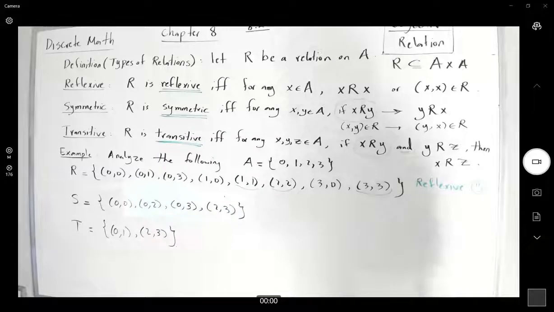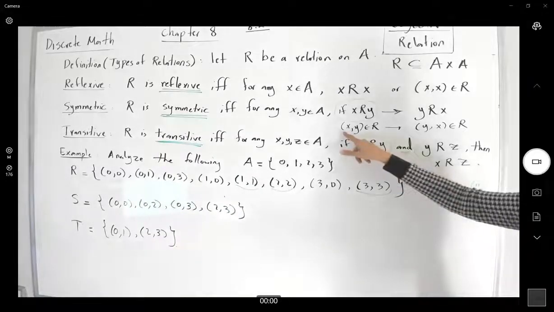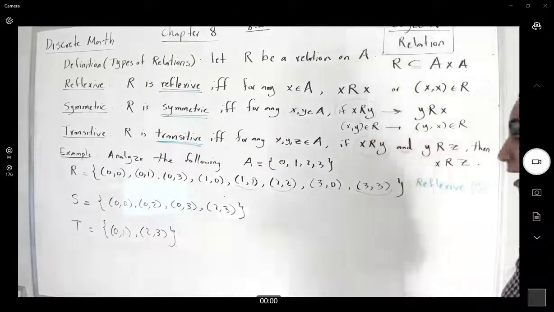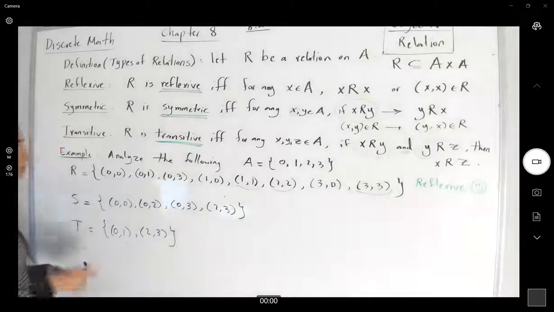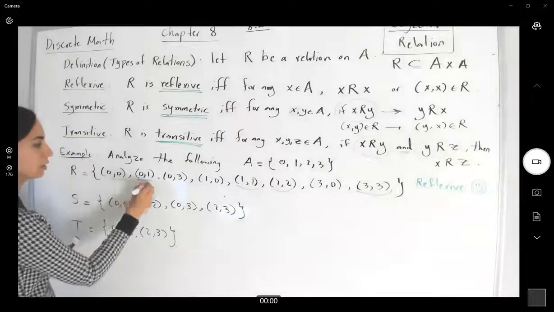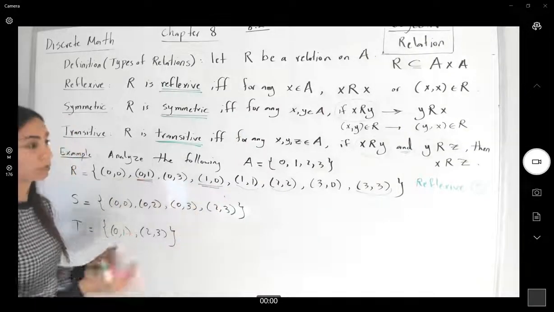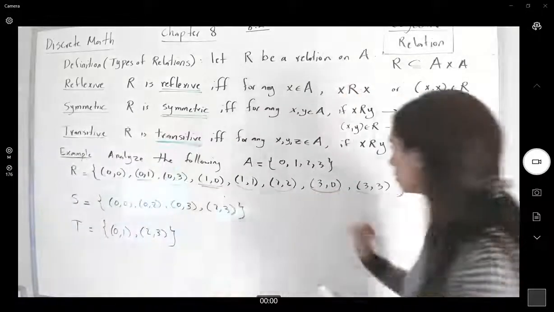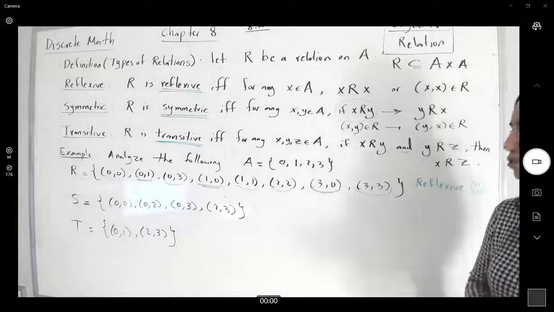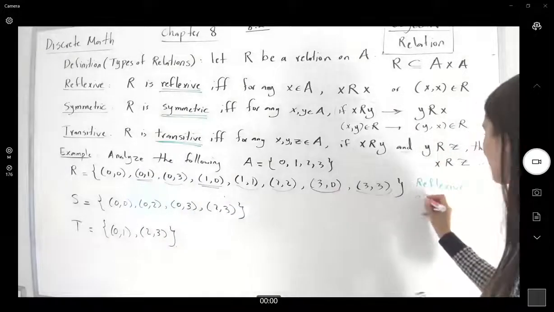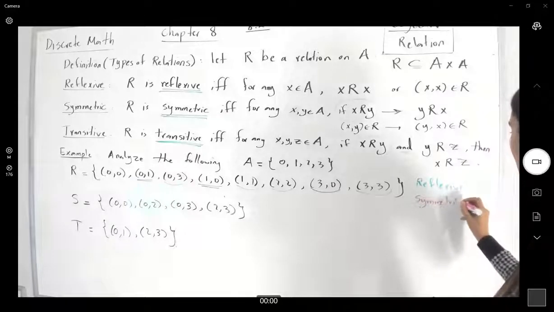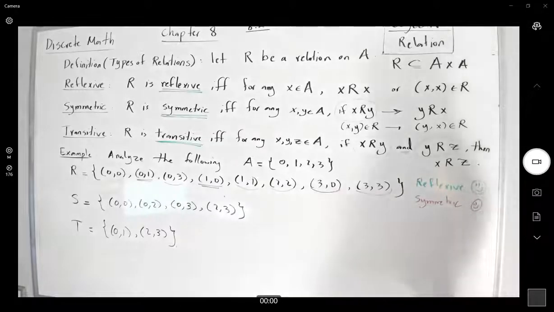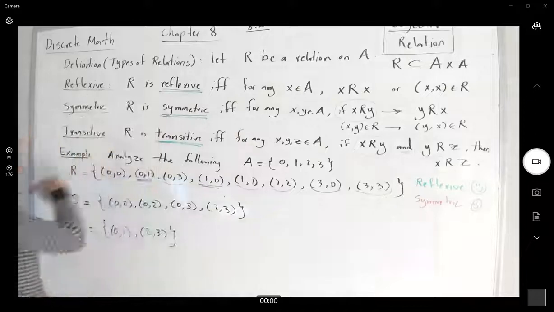Well, is it symmetric? What's the meaning of that? It means that if x is in relation with y, then you can conclude that y is also in relation with x. So what do we have here? I have (0,1). Do I have (1,0)? Of course. I have (0,3). Do I have (3,0)? Yes. Do I have anything else to check? No. So it is symmetric. Very well. So let us consider transitive.